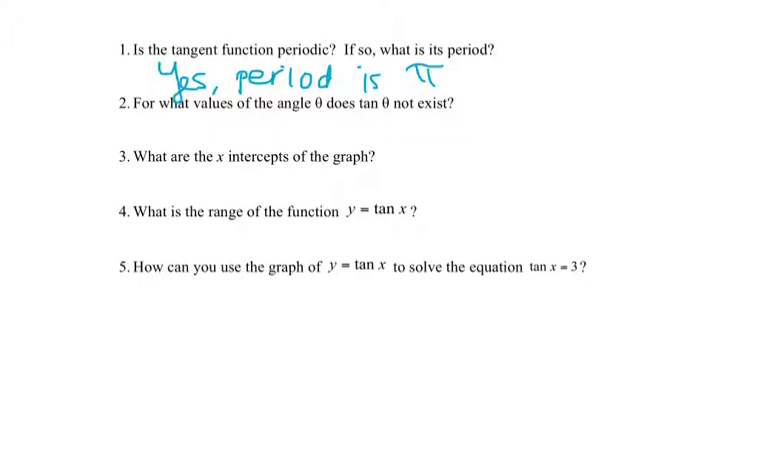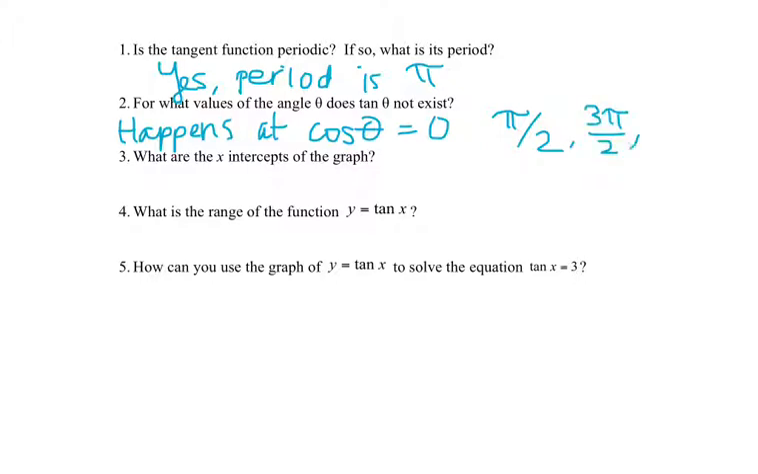For what values of the angle theta does tan not exist? Well, that happens at cosine theta equal to 0, which happens at odd multiples of pi over 2. So pi over 2, 3 pi over 2, 5 pi over 2, so odd pi over 2 multiples. Positive or negative, of course.